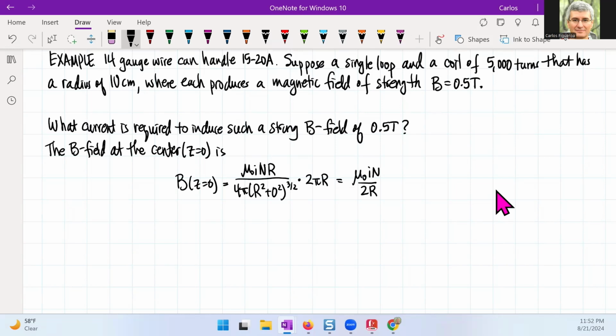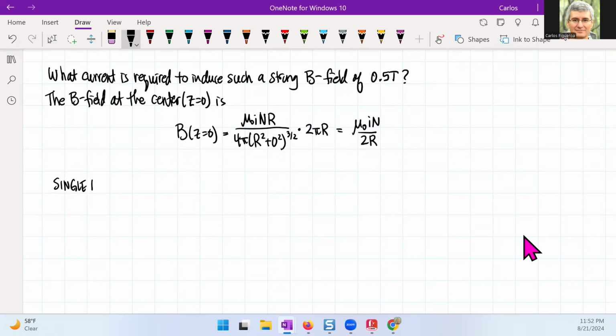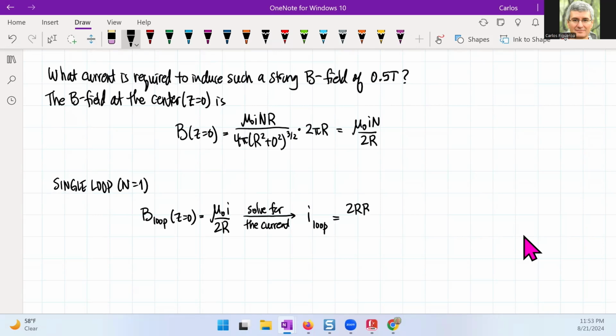So now we want to look at two situations. So for a single loop, that means n is equal to 1. And we find here that the magnetic field of a loop, I should be careful and say that this is right at the middle of the coil, is then going to be mu naught I divided by 2r. So now if I solve for the current, I'm going to get that the current of a single loop then has to be 2r times B divided by mu naught. So let's put in the values that we talked about.